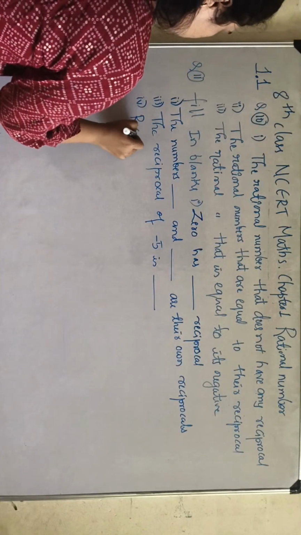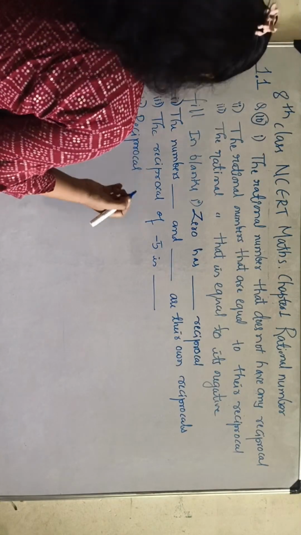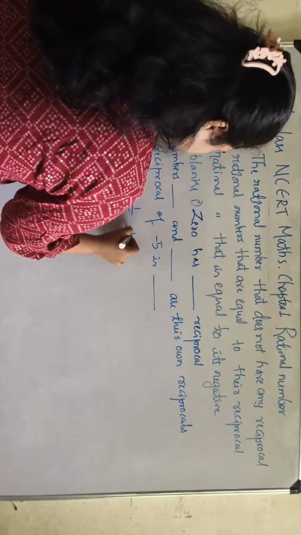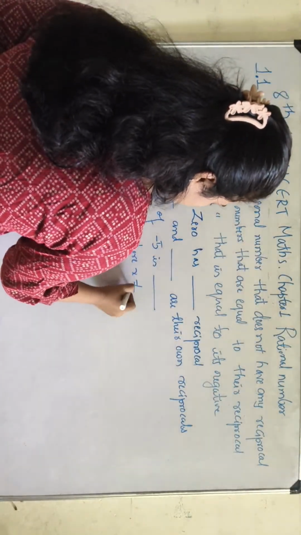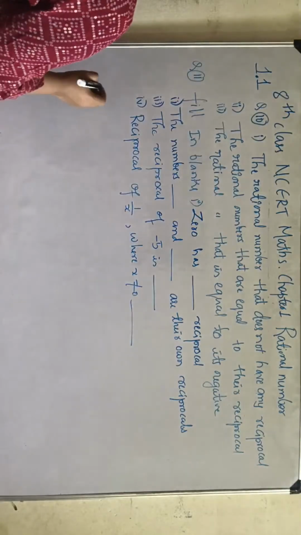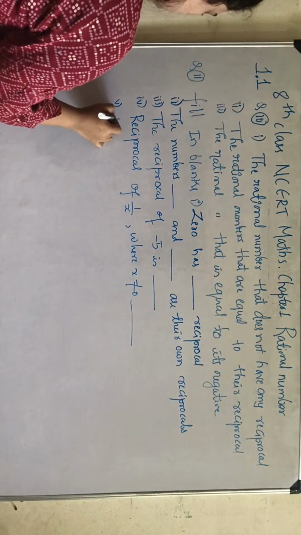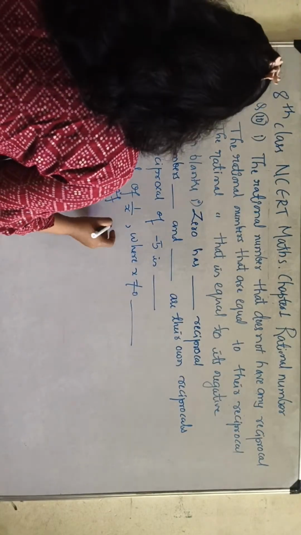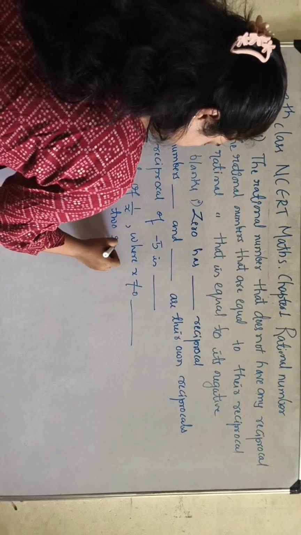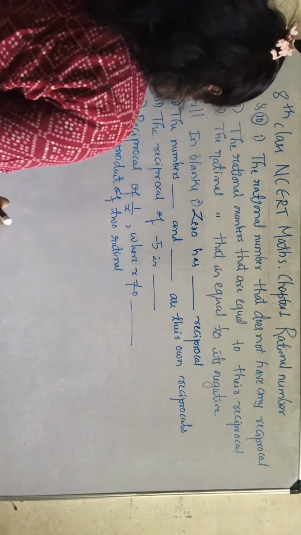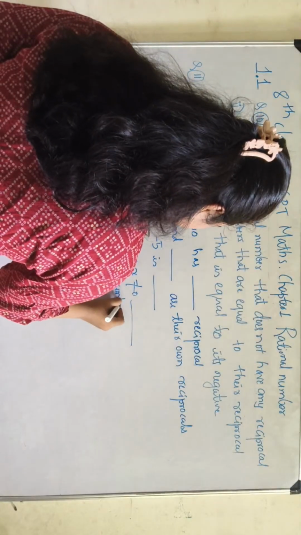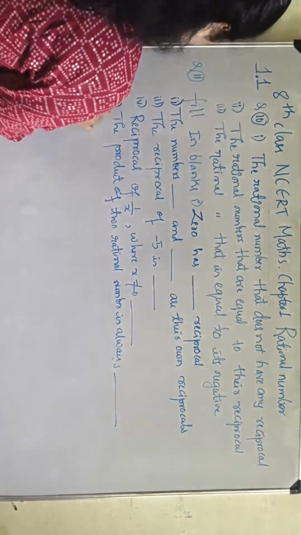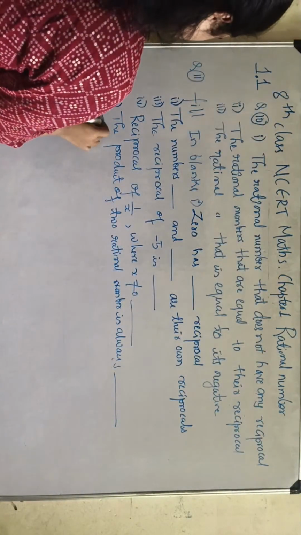These are very basic and important questions. You won't think it is a very simple question. The chapter is very simple, but it builds the basics. The fourth one: 1 by x where x is not equal to 0. And the fifth one: the product of two rational numbers is always what? We should write the answer.